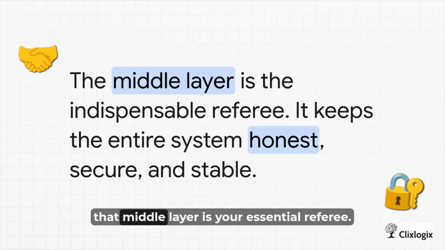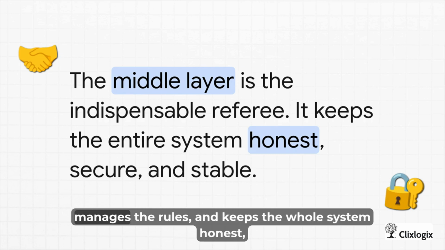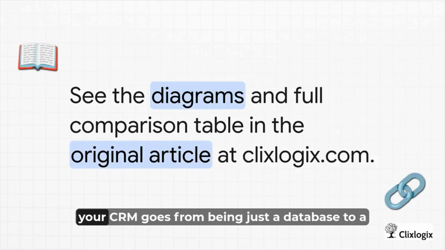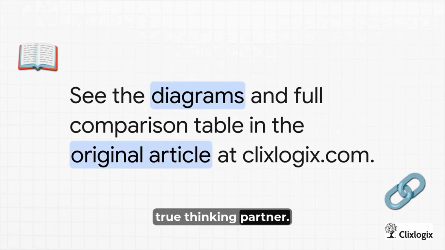And finally, that middle layer is your essential referee. It's the piece that sits in between, manages the rules, and keeps the whole system honest, secure, and working reliably. When you build it this way, your CRM goes from being just a database to a true thinking partner.